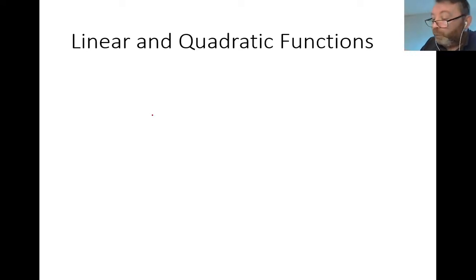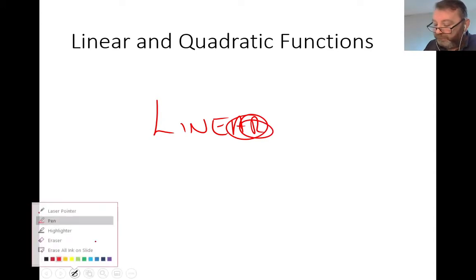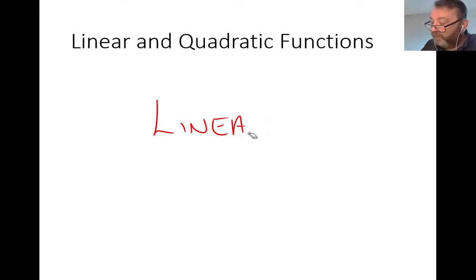Linear, if you just look at the word linear, L-I-N-E-A-R, if you drop the last two letters, what do you get? If you drop the last two letters, you get a line. So therefore, linear functions are always functions that will end up giving me a line as a result.